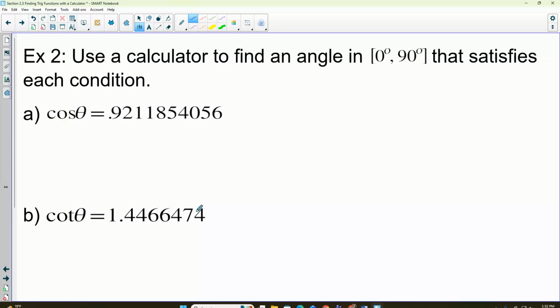The last ones are when we are using our calculator to find the angle. That's when we do those inverse buttons. So the only way you move the function away from the angle is to do this inverse. So we're going to say cosine to the negative 1. My directions say find the angle between 0 and 90 because that's what our calculator will give us by default. So we don't have to do anything special there. So we have to do second cosine.